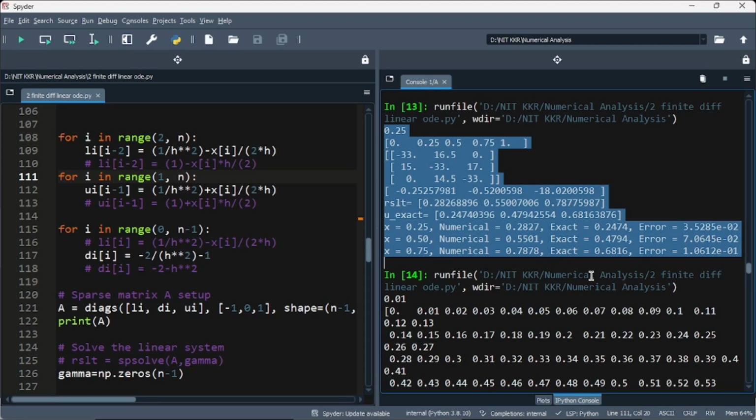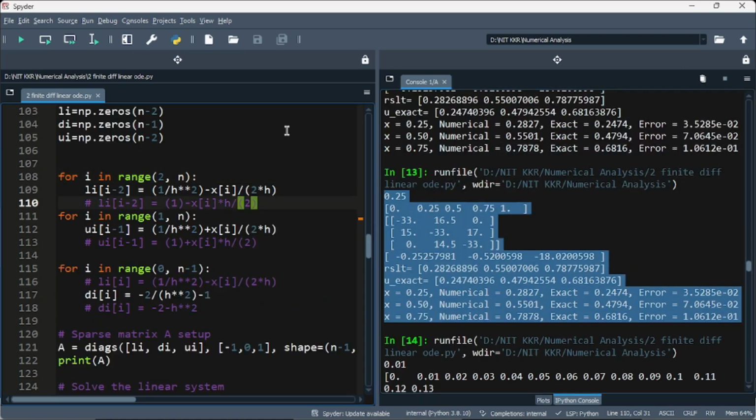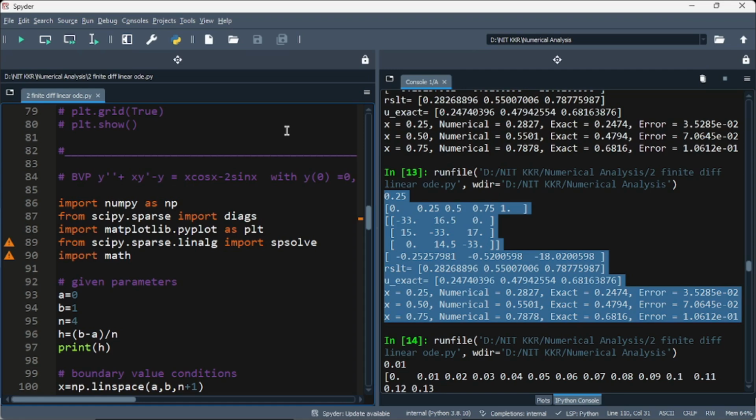I hope you got the complete concept of the finite difference method, how to solve the equation. We have solved two problems on this.